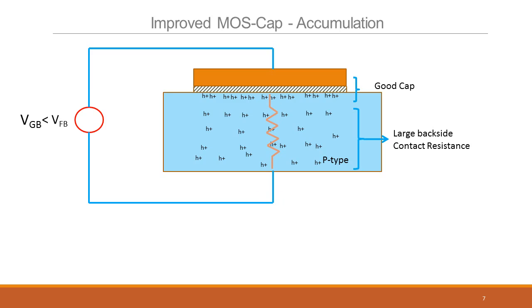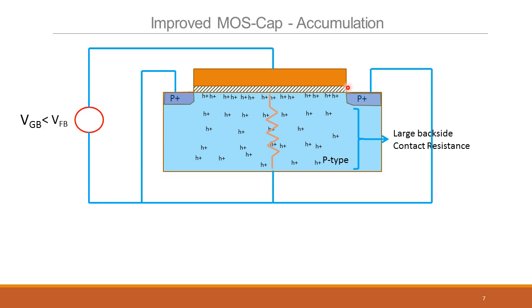To improve this, we'll do the same trick as we did for the electron. Instead of an n-type material, we'll just add a p-type here. This becomes a rich source of holes, even richer than this, right? And take the connection from there.